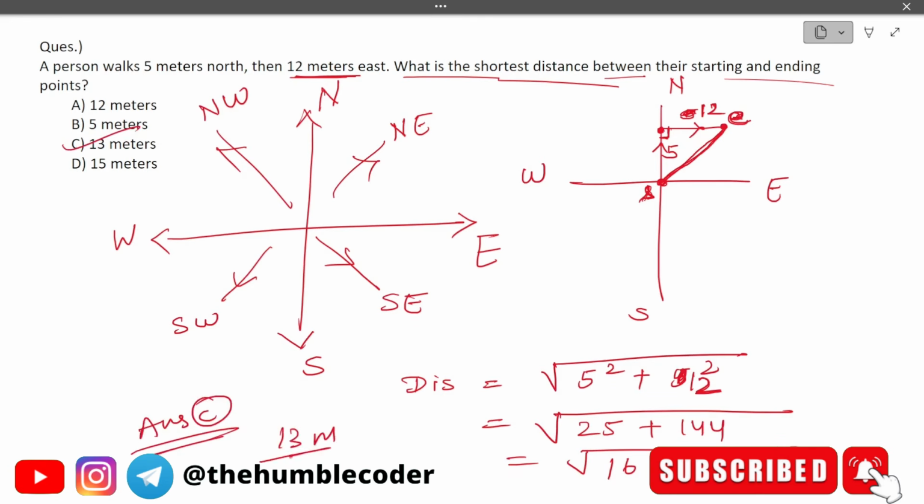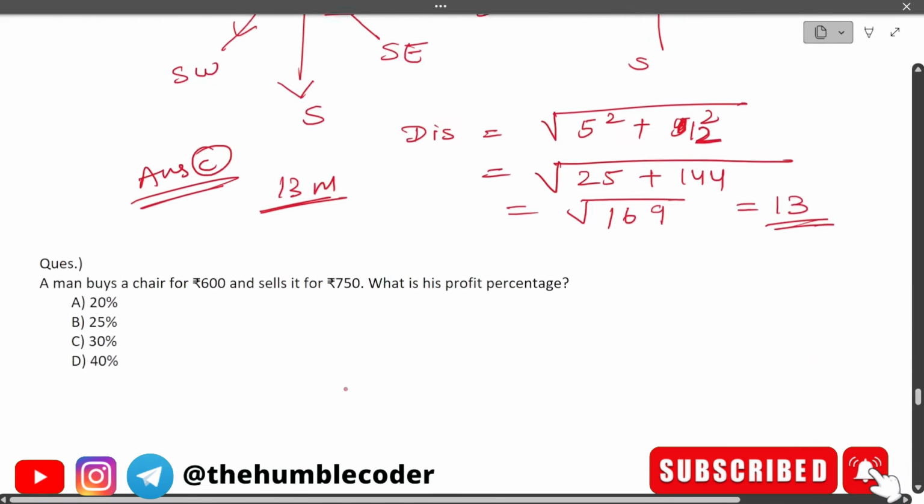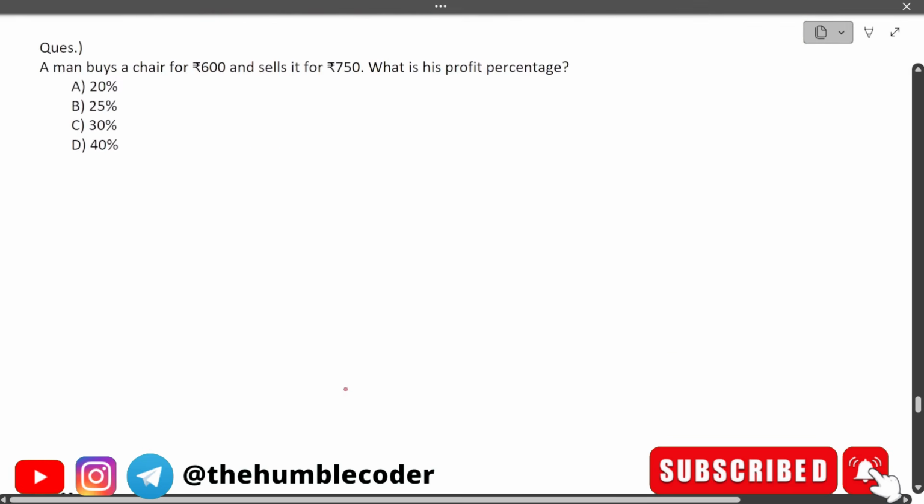So initially the starting point was this. We walked 5 meters in the north direction and 12 meters in the east direction, and then we have to find the distance between the starting and the ending point. We used the Pythagoras theorem, wherein we did the square root of 5 square plus 12 square. 5 square was 25, 12 square is 144. On adding, we get the square root of 169, which is 13. So the distance between the starting and the ending point is 13 meters.